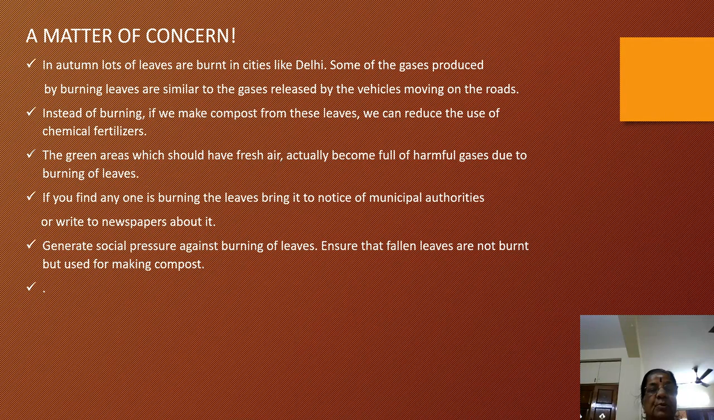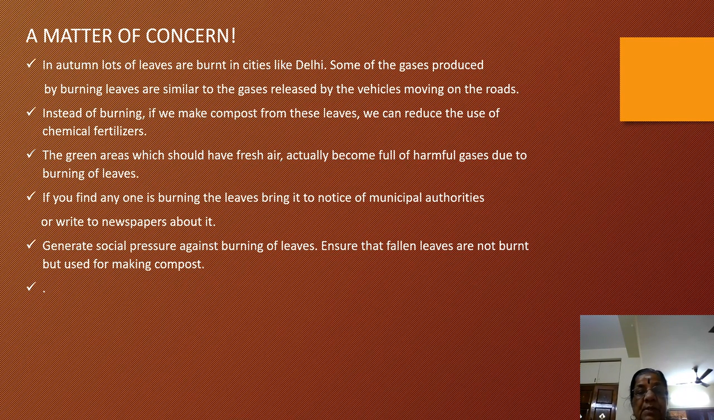Some of the gas produced by burning leaves are similar to the gas released by vehicles moving on the road. ஆனால் நம்ம வேப்பமர குப்பைக்கு அப்படி வராது. Instead of burning, we make it as compost. From these dried leaves, we can reduce the use of chemical fertilizers. The green areas which should have fresh air actually become full of harmful gases due to burning of leaves. இது வந்து cities like Delhi ல, நம்ம திருநெல்வேலியில அது வராது.